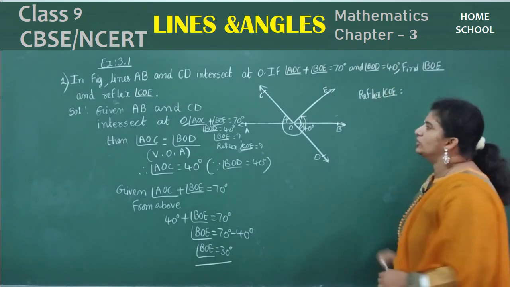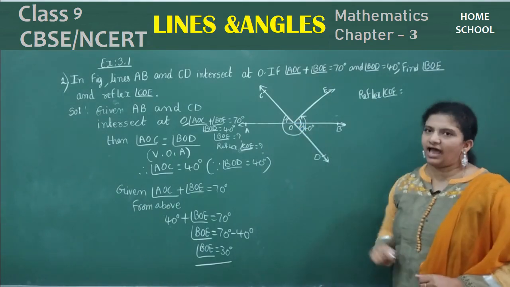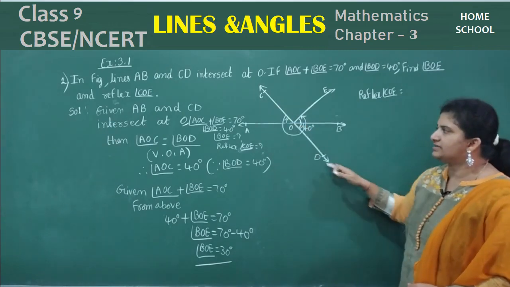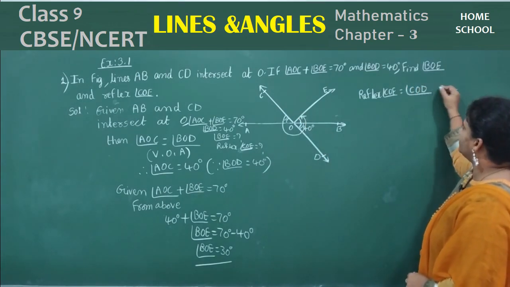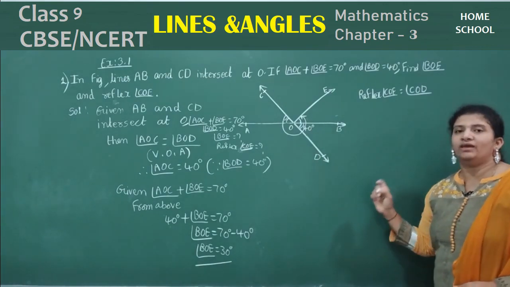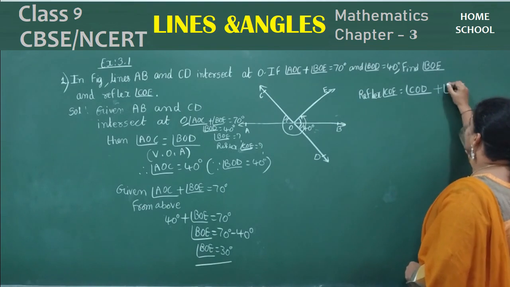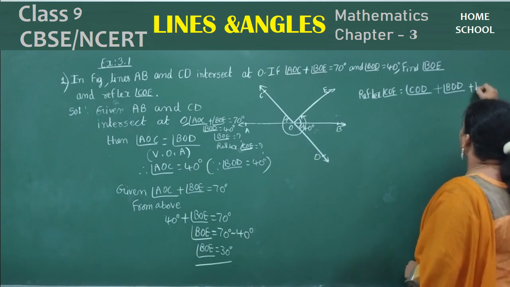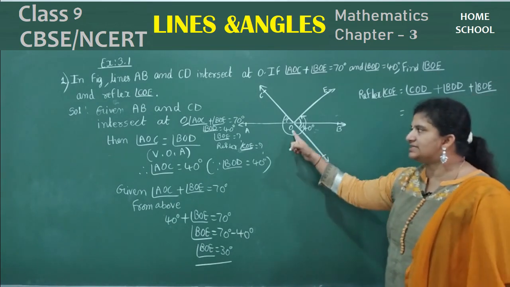COE is equal to, how can you find this angle children? So let's add all these angles. So instead of taking this ray, I skip this ray and I take the straight line. So that is angle COD. Angle COD is a straight angle. How much could it be? It could be 180 degree, right? Plus, what is this angle? Angle BOD. Plus this angle BOE.